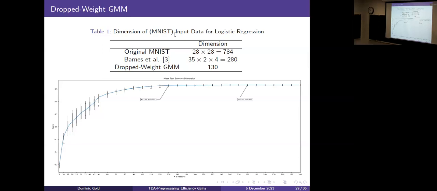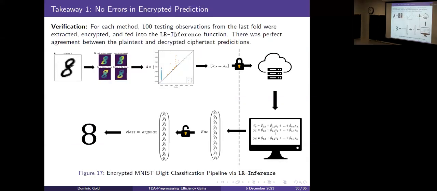And also 128 is a power of 2, which makes encoding much easier. Okay, so how do we verify our results?